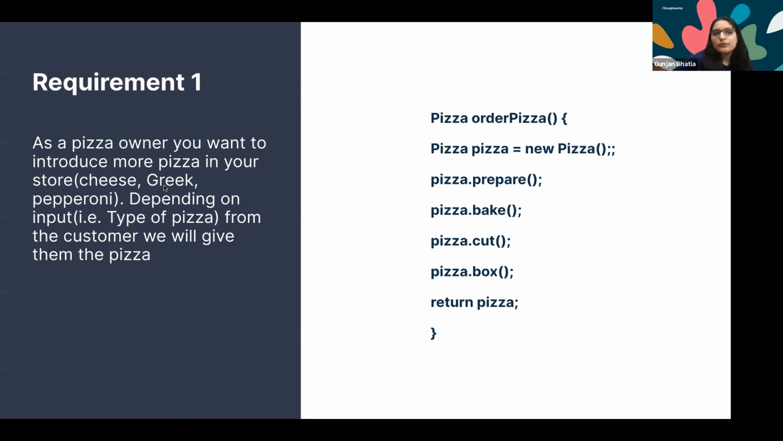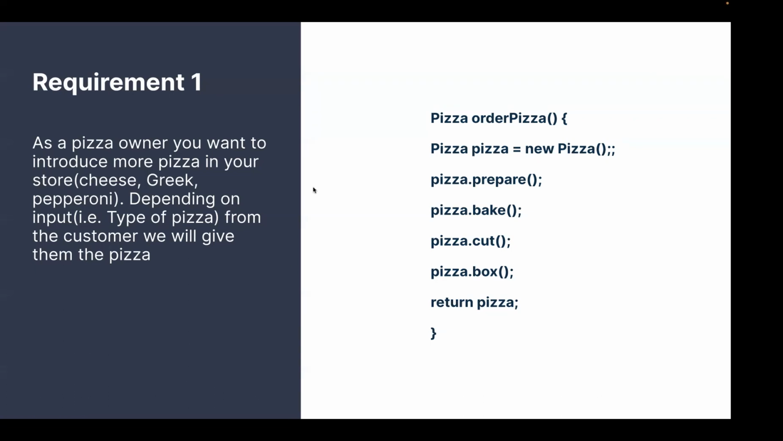So we have a requirement. As a pizza owner, you want to introduce more pizzas in your store. Depending upon the input from the customer, we will give them the pizza. I have a rough class here, order pizza, where I instantiate the pizza class, prepare it, bake it, cut it, and then return the pizza at the end. Can anyone tell me how I should fulfill this requirement? How can I introduce more pizzas in this store?